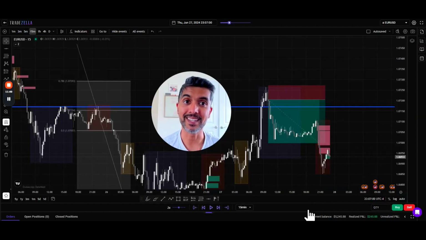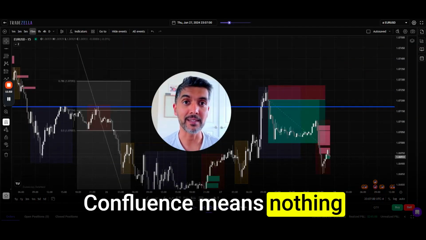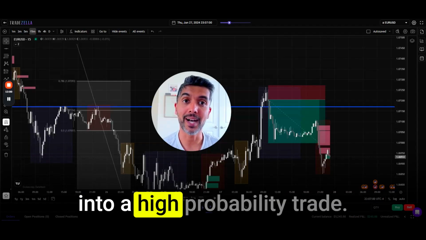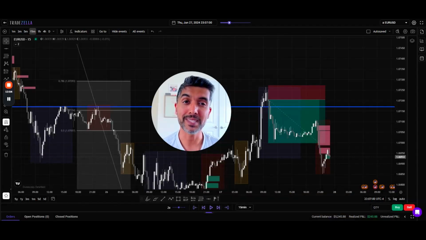The key lesson is this: confluence means nothing without confirmation. Patience is what turns a setup into a high probability trade, because most mistakes don't come from bad analysis. They come from entering too early. This trade reminded me, wait for price to prove it, then execute.